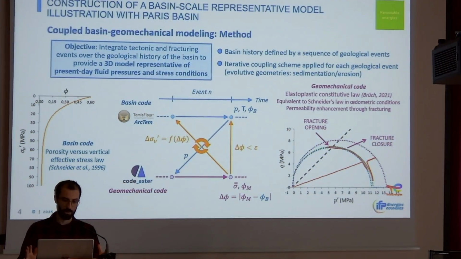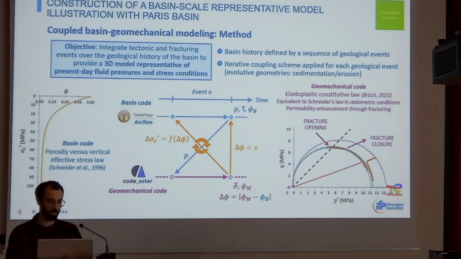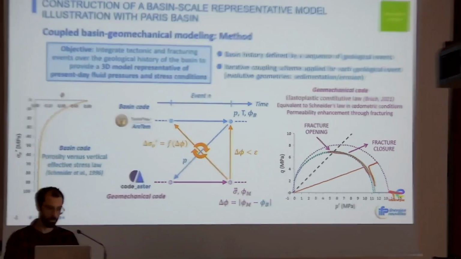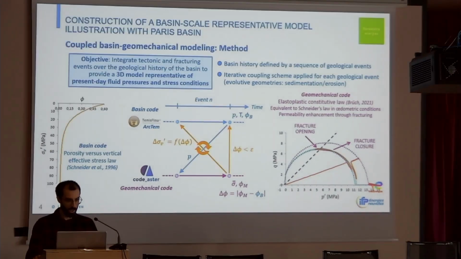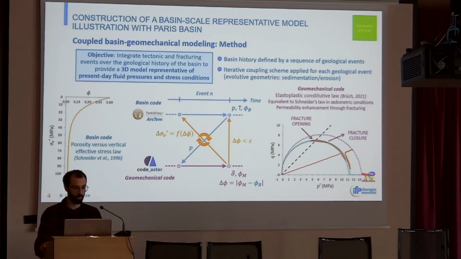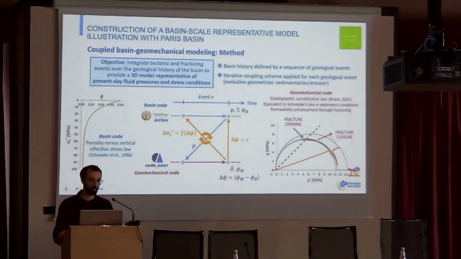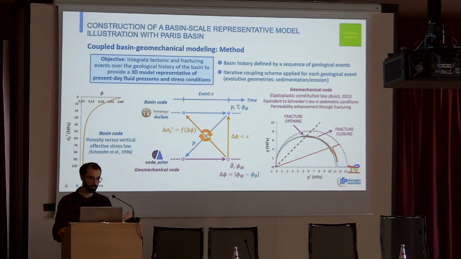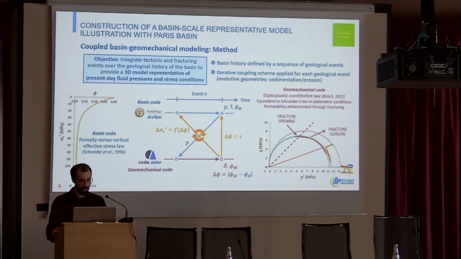Now that we have our basin that is ready, we coupled ArcTem, the calculator of Temis Flow, with Code_Aster. The objective is to integrate the tectonic and fracturing events over the geological history of the basin to provide a 3D model representative of the present-day fluid pressures and stress conditions. So the basin history is defined by a sequence of geological events, as I said before. This is why we do the backstripping, in order to have all the geological events.